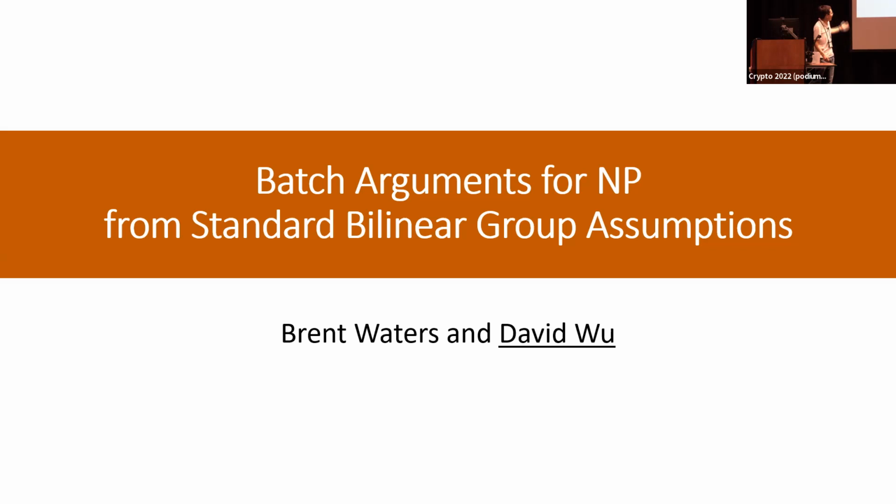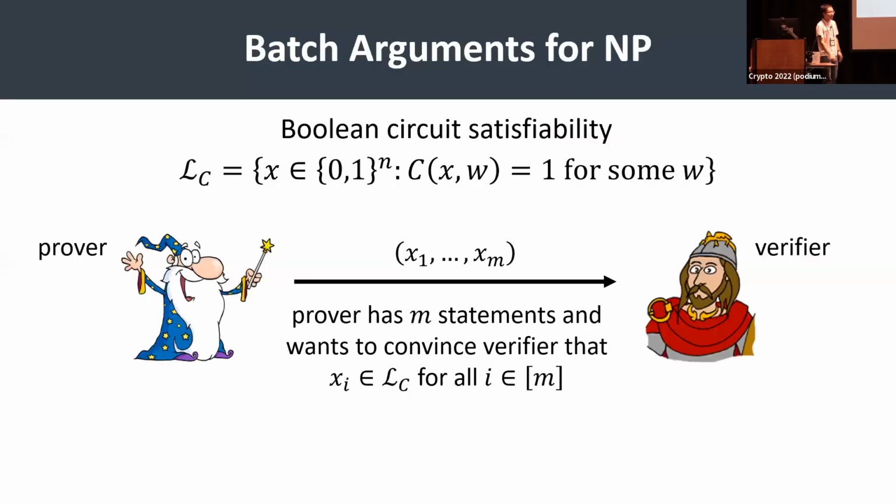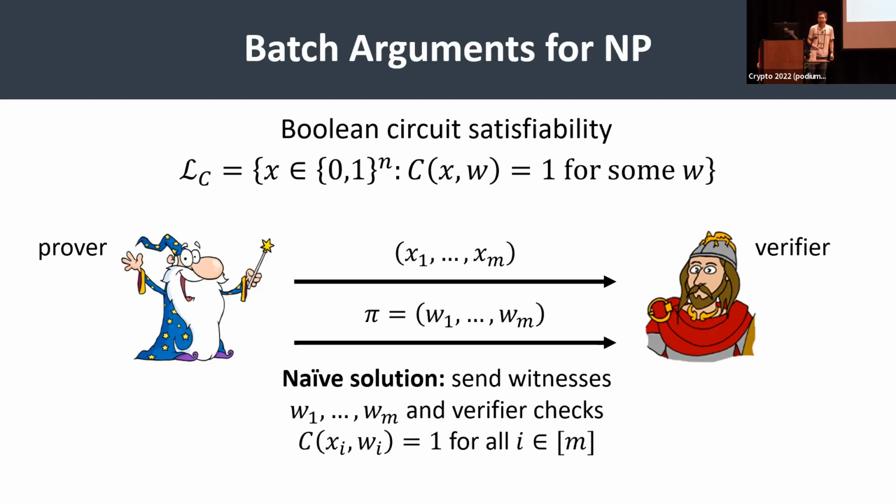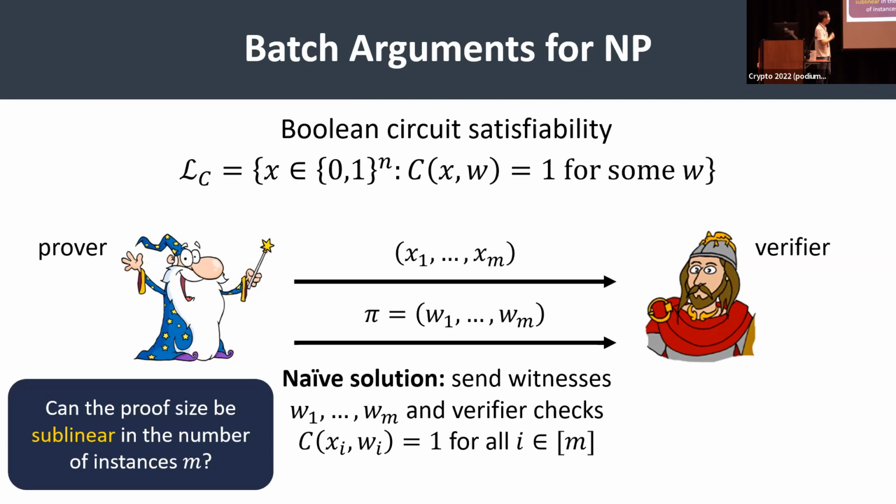So today I'll be telling you about batch arguments, and this is joint work with Brent Waters. So in a batch argument for NP, a prover has a collection of M NP statements, and its goal is to convince the verifier that all M of these statements are indeed true. A natural way for the prover to do so is to send over M NP witnesses, 1 for each statement, and have the verifier check that each statement witness pair is indeed valid. However, a natural question that we might ask now is, can we do better?